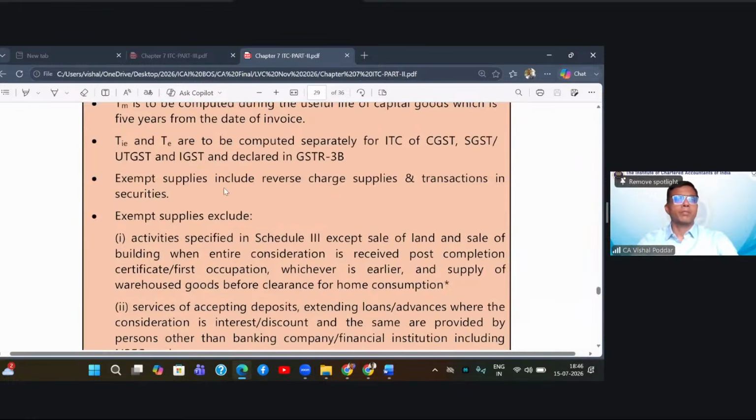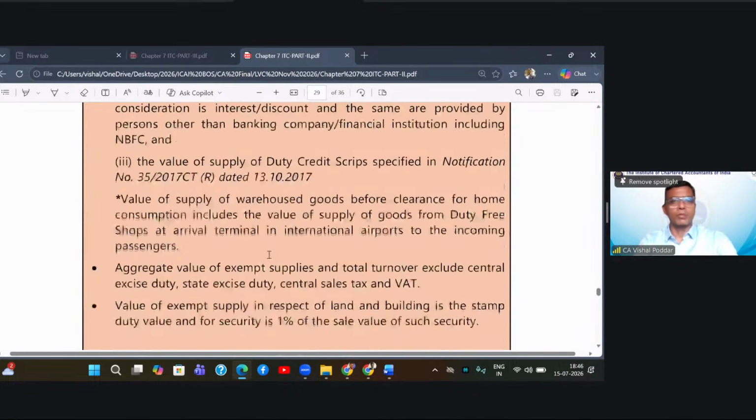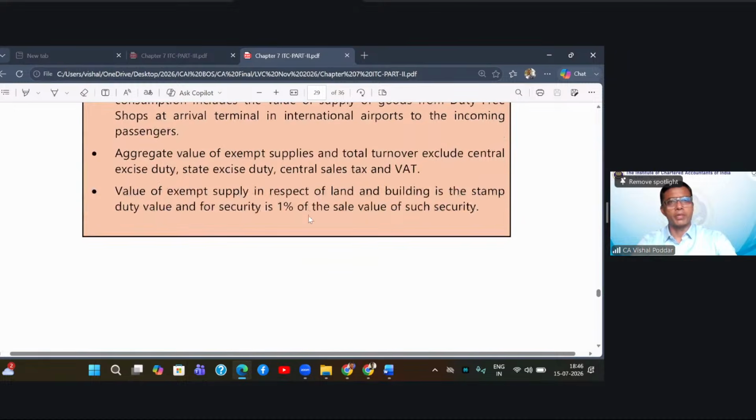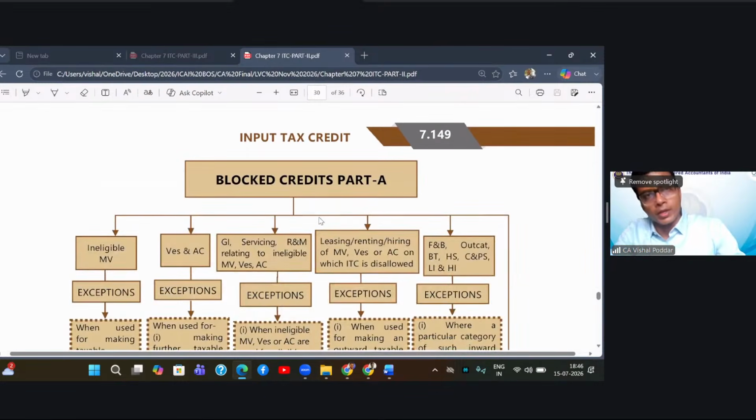Then exempt supplies, we all know this includes reverse charge and transactions in securities. Again, exempt supply will not include Schedule 3 supplies except a few amounts. And then the aggregate value of exempt supplies and the total turnover, that is the denominator, the numerator will exclude other taxes, so it will be the basic amount. And again, for the purpose of exempt supply, the value of land and building will be taken as the stamp value, and for securities transactions, it will be taken as 1%.